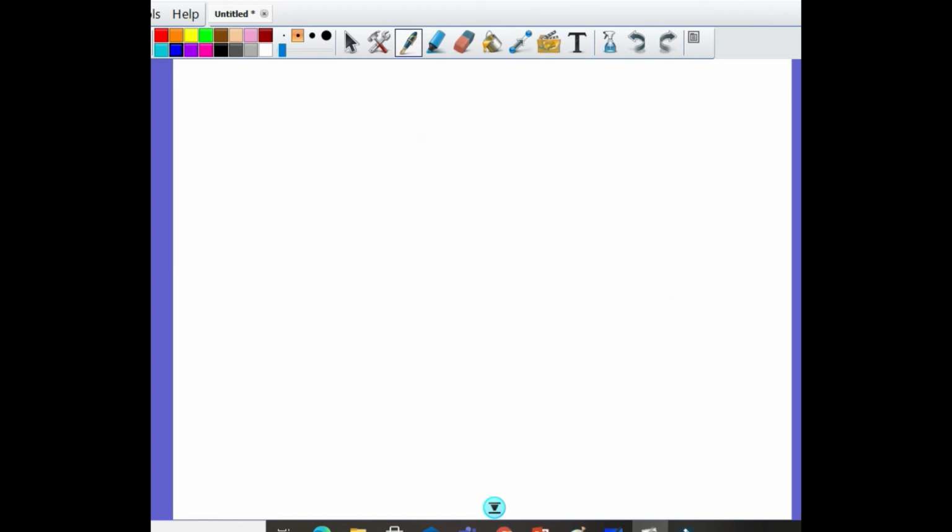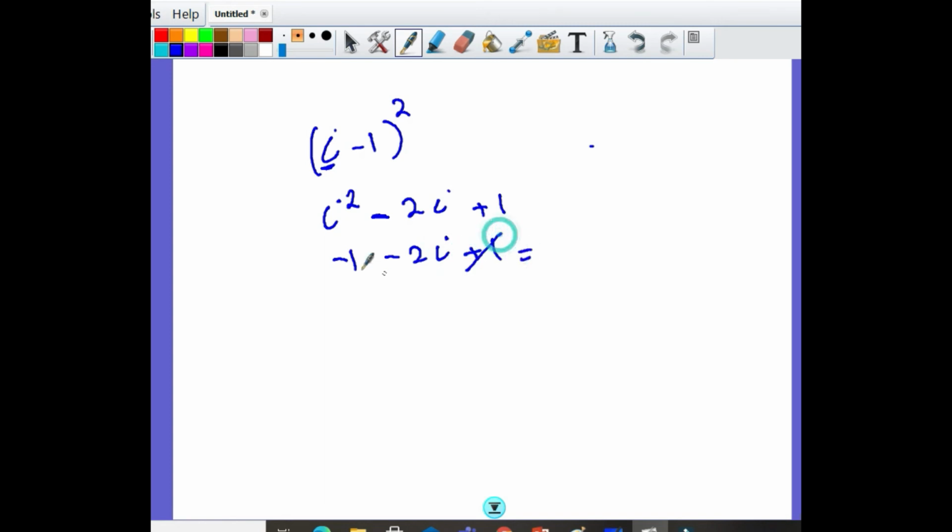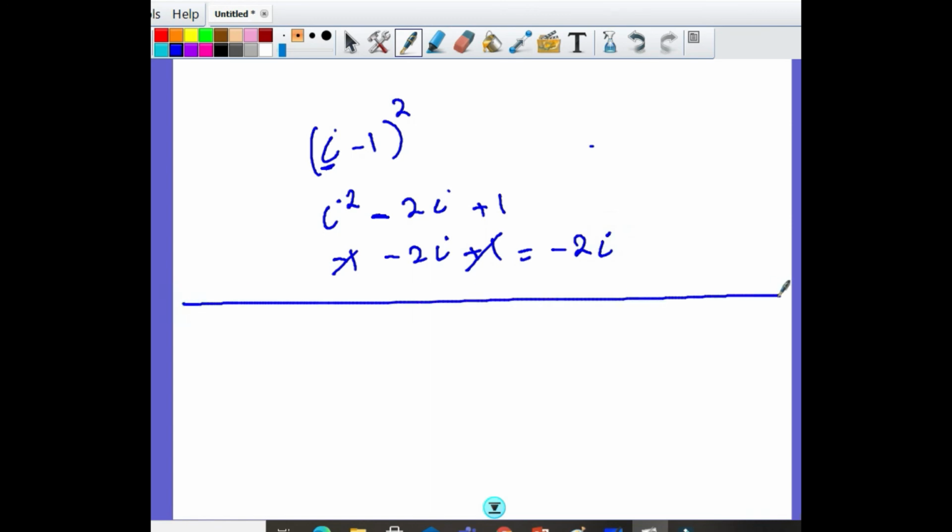Okay. If we have bracket i minus 1 all to the power 2. طب what is the rule? First power 2 it will be i power 2. Last one power 2 it will always be positive, and after that drop the sign in the middle, first times second times 2, it will be 2i. Don't forget if you have a power, reduce or simplify it. تبقى negative 1 minus 2i plus 1. نيجاتيف 1 مع 1 يروحوا مع بعض هتبقى الانسر بتاعتي نيجاتيف 2i.